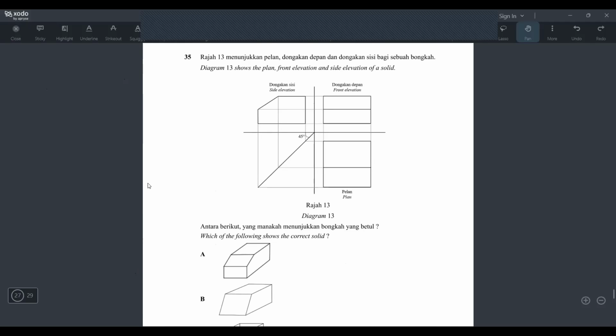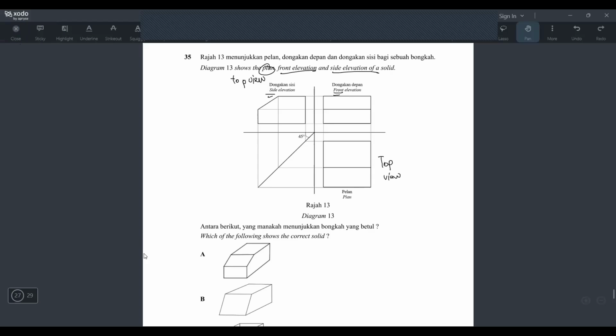Okay, number 35. Diagram 13 shows the plan. Plan means the top view. Top view means you look from above. Plan, and then front elevation, side elevation of the solid. So where is the plan? Plan is this one. If you look from above, the top view, it will look like this, right? And then front elevation means looking from the front. Side elevation means looking from the side.